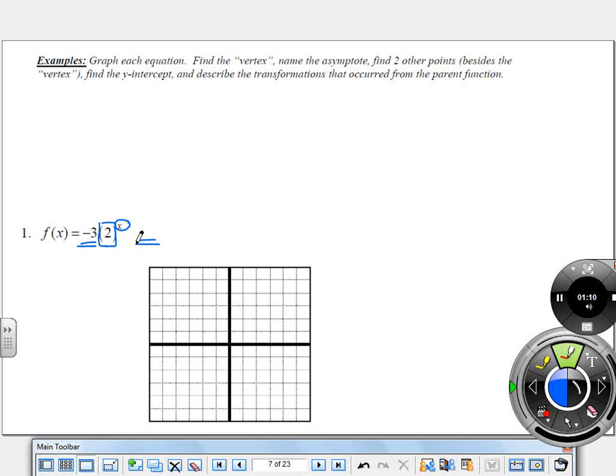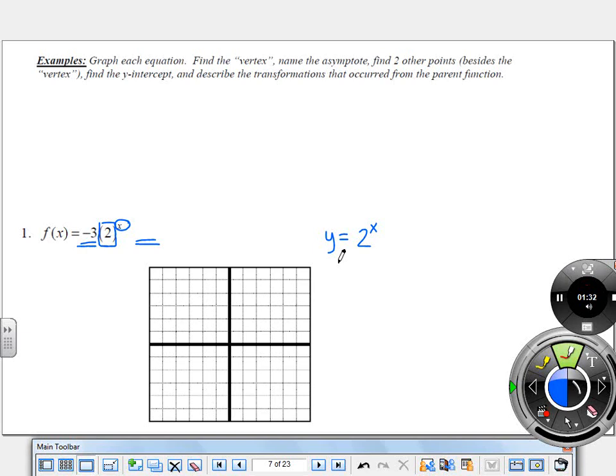So basically our parent function would be the base just with the exponent of x. So the stuff that's causing transformations is all the stuff that's extra compared to that. So in this problem, the 3 and the negative. So how do those things affect our graph based on what we know about transformations from what we studied previously?